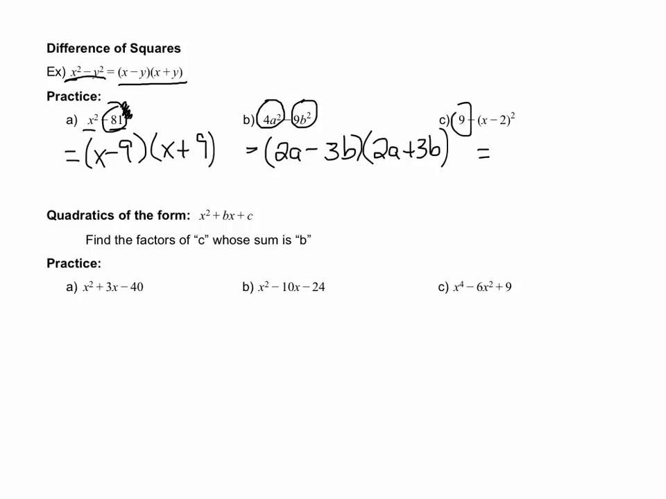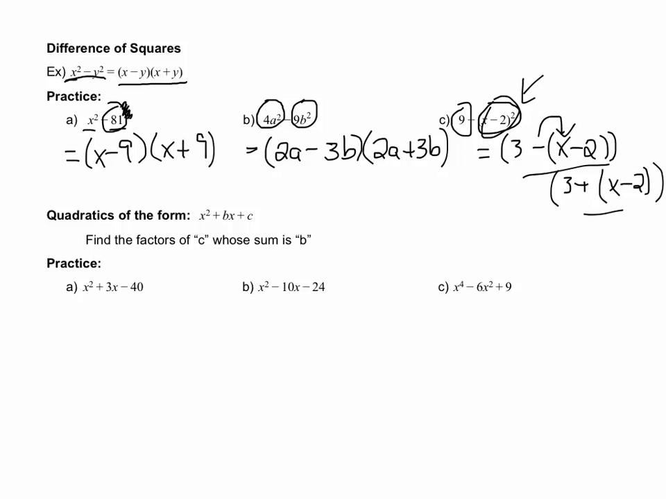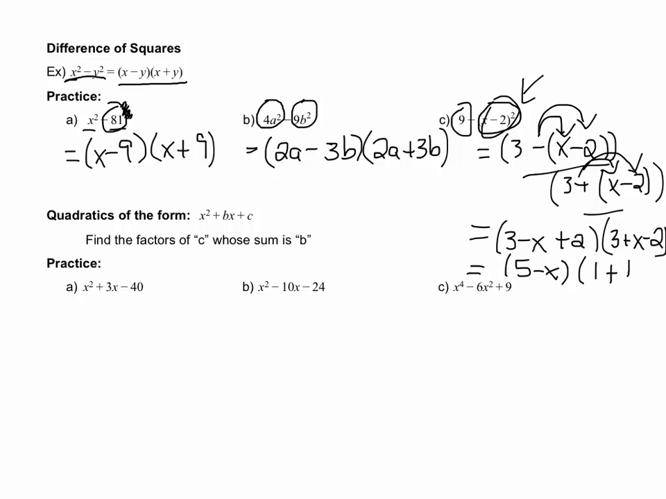The last one then, the square root of 9 is 3. We're going to have 3 minus the square root of this term, which is just x minus 2, times 3 plus (x minus 2). If you have something like this, keep the brackets there because we need to simplify this equation now, and you need to distribute the negative sign or the positive sign through the bracket. This then is going to simplify to (3 minus x plus 2) times (3 plus x minus 2). Simplifying further, 3 plus 2 gives us 5, so 5 minus x, 3 minus 2 is 1, so 1 plus x.